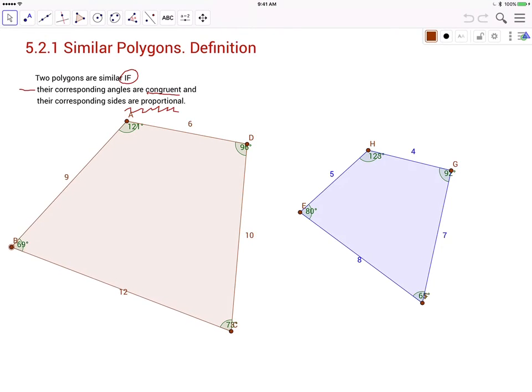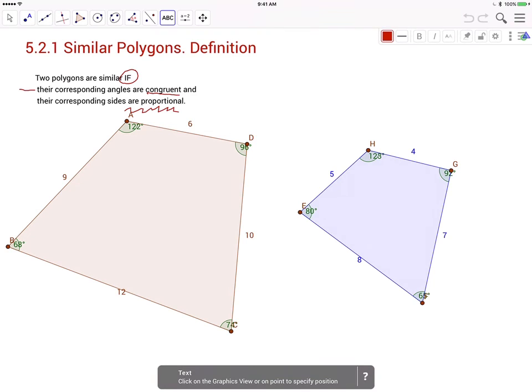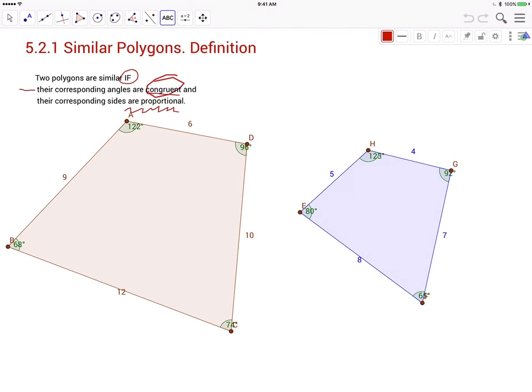So again, these two figures are getting close to being similar because I've got a scale factor. I had to do two things. I had to make sure that the corresponding angles are congruent, and I have to make sure that the sides are proportional. And if I can do that, then I've got similar figures.